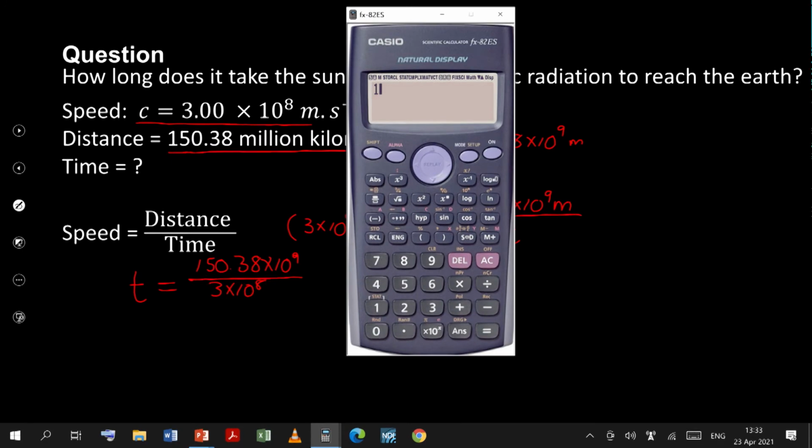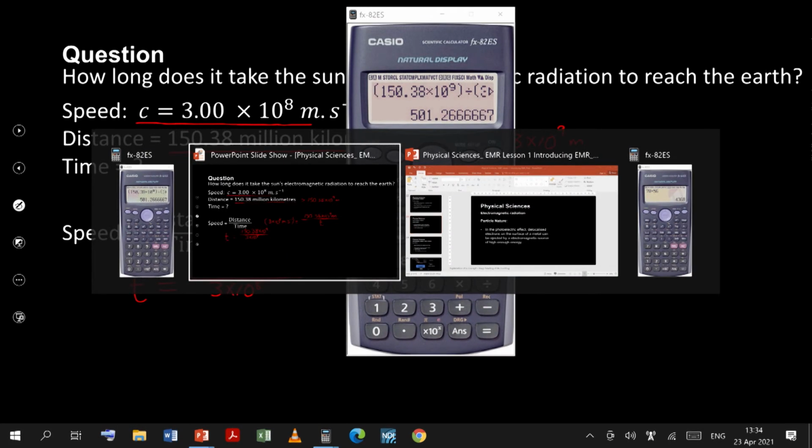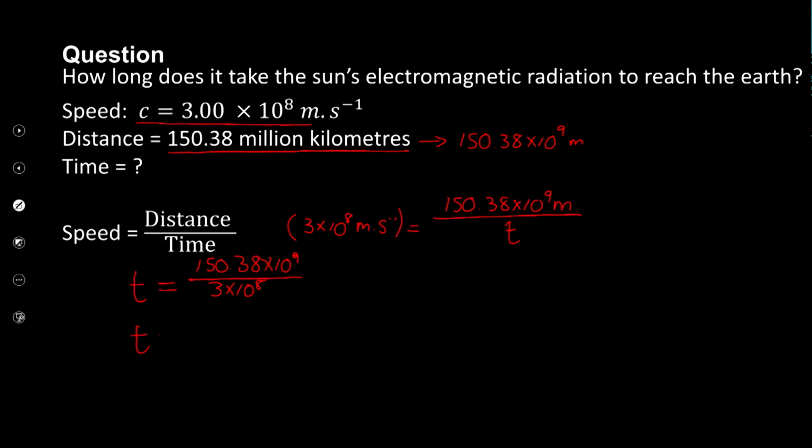We have 150.38. Forgot my brackets. Let's put the brackets in there. 150.38 times 10 to the power of 9, all divided by 3 times 10 to the power of 8, close the bracket, hit equals, and then convert it, we get that our time value is approximately 501 seconds.